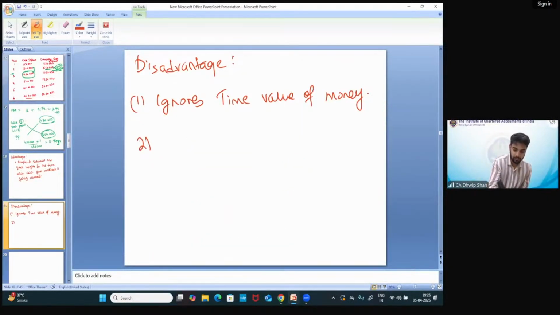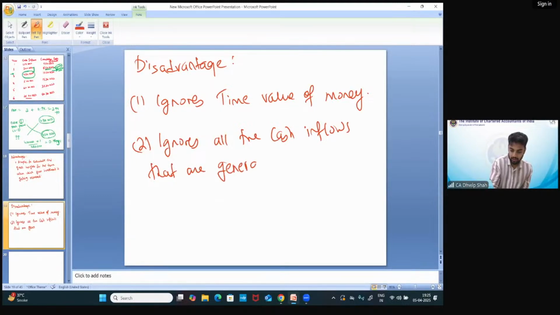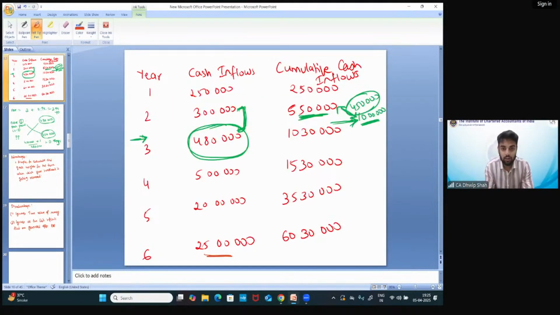And second, which is also very important, it ignores all the cash inflows that are generated after the payback period. What does this mean? देखो हमारा काम, our job was completed at this point. These cash inflows we never considered for our payback period. Are you getting this? So it ignored.